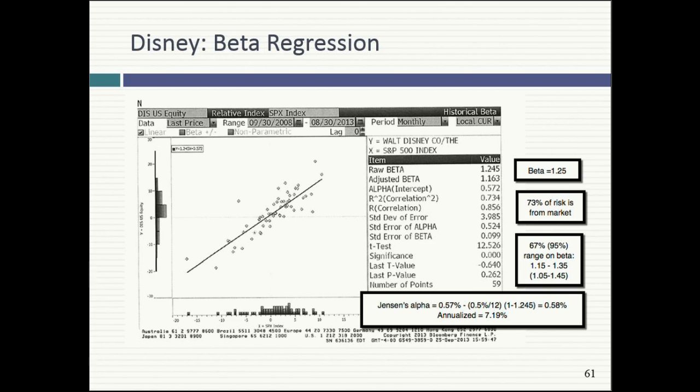You say, what does it even mean? On a monthly basis, between 2008 and 2013, Disney delivered 0.58% more than expected. By whom? By you, if you believe the CAPM and you look at what the market actually did. It's a risk-adjusted, market-adjusted measure of performance. You're saying it's only 0.58%. Remember, it's per month. 0.58% a month is about 7.19% a year. So the way to read this is not that they made 7.19. They made 7.19 more than expected.